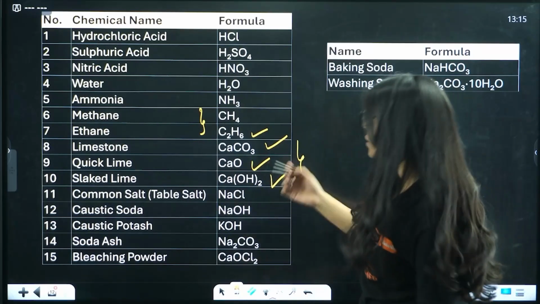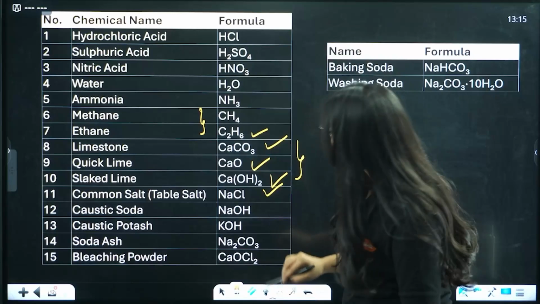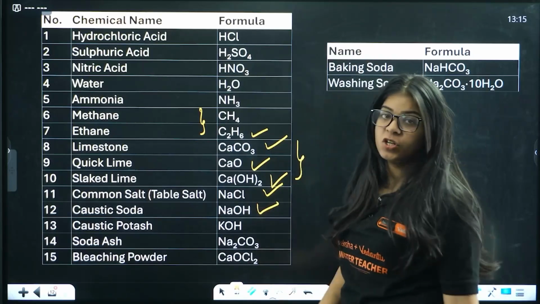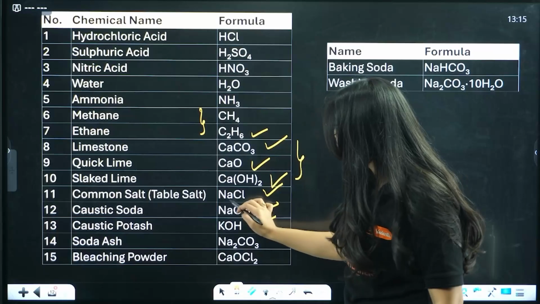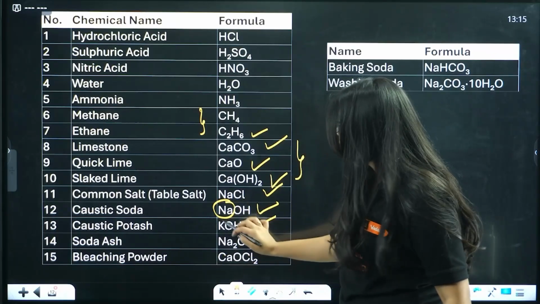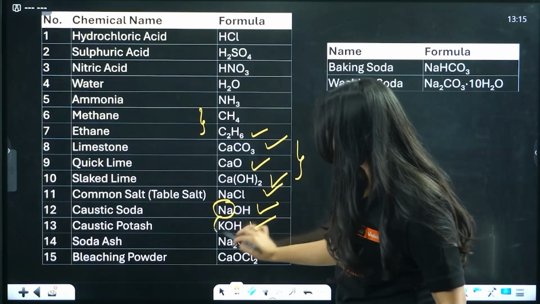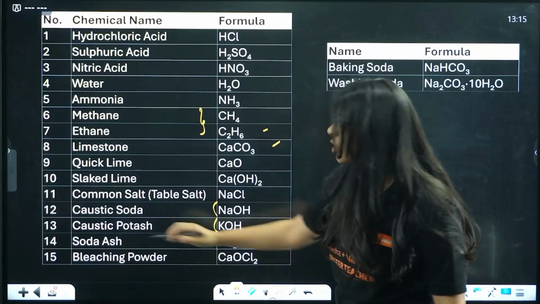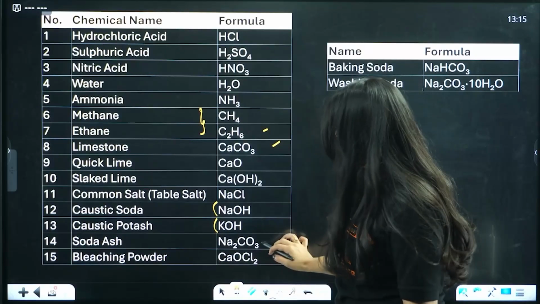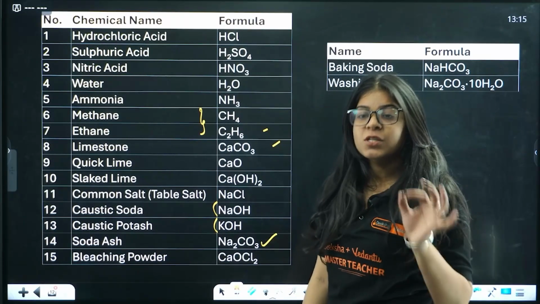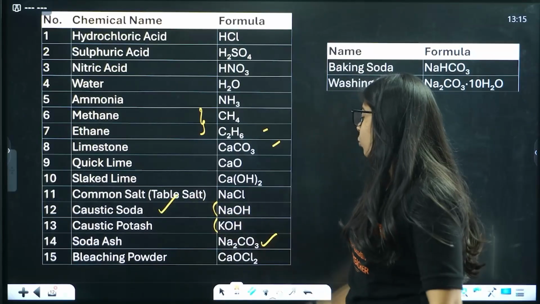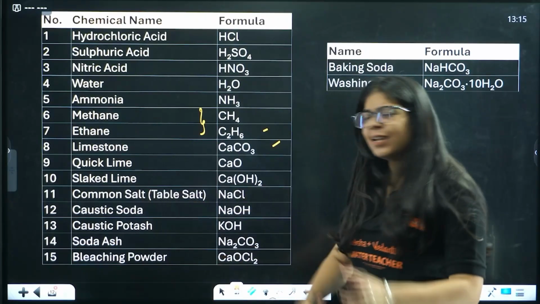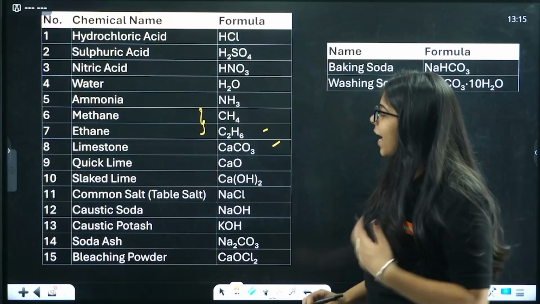Then we have common salt, simply NaCl. Caustic soda, NaOH. Caustic potash, if it's soda, NaOH. Potash is potassium, so KOH. Understood? Soda ash, you have to remember Na2CO3. Soda ash is Na2CO3. Caustic soda is NaOH. Understood? You have to link it somewhere between you and then learn it.